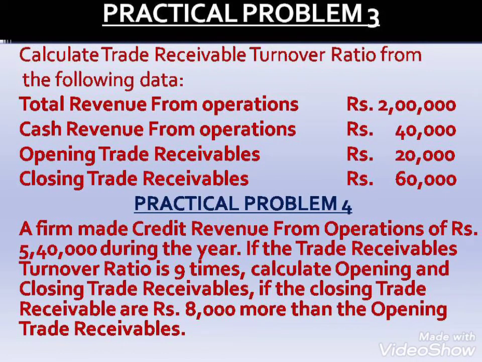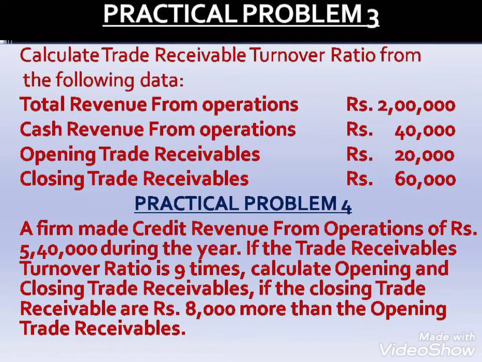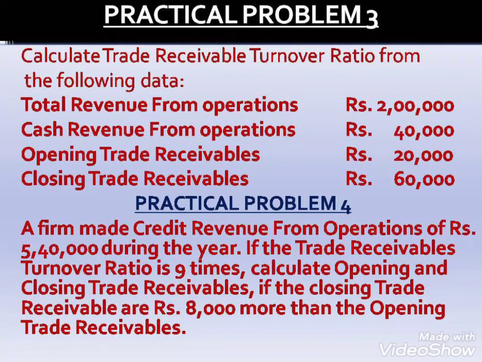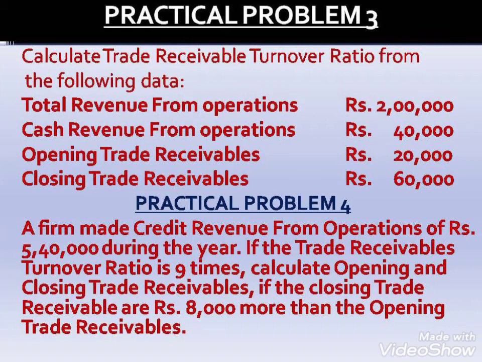In order to assess the quality of debtors and bills receivable, this ratio can be calculated in two ways. First, debtors turnover ratio or trade receivables turnover ratio, and second, average collection period. The trade receivables turnover ratio indicates the number of times on an average the debtors have been turned over in a year. The average collection period indicates the average number of days that the firm has to wait for collecting the money after goods are sold on credit.